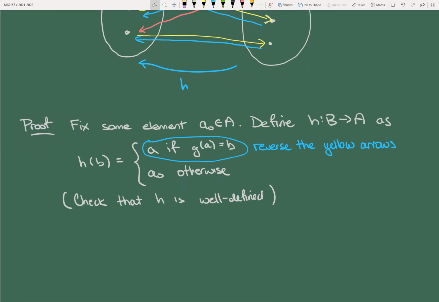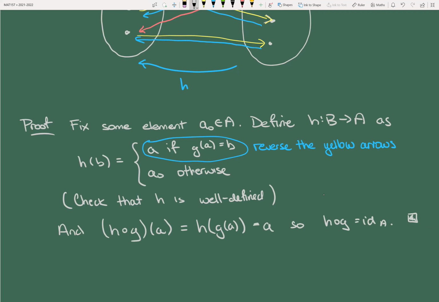And then it's a simple matter to check that, if you give me any A, so I get H of G of A. And if you look at the definition of H, you say, well, listen, if the thing that you gave me is G of A for something, then you just map that back to A, right? So H composed G is the identity.